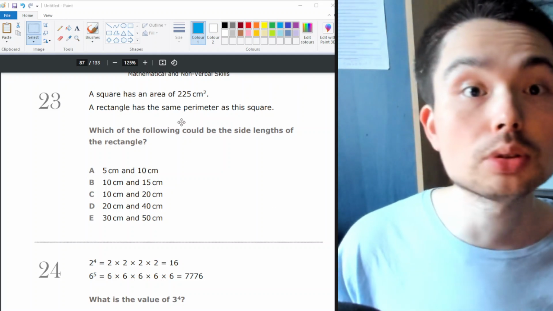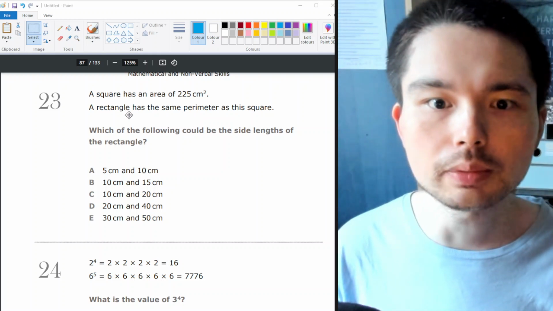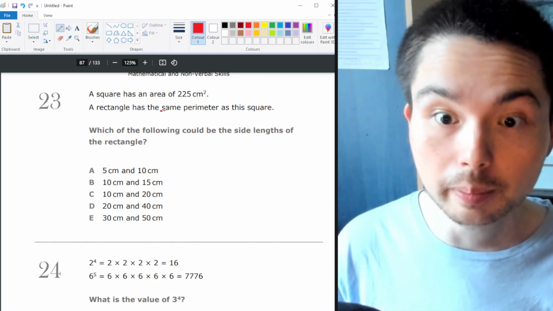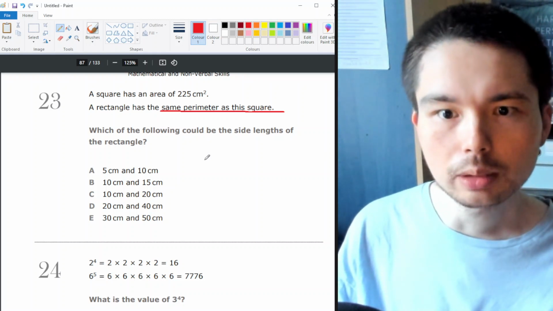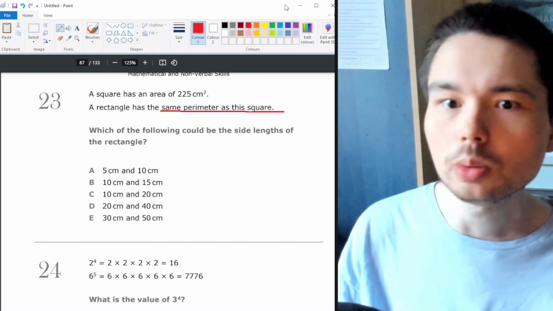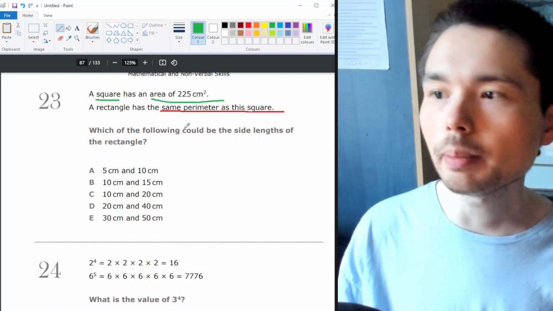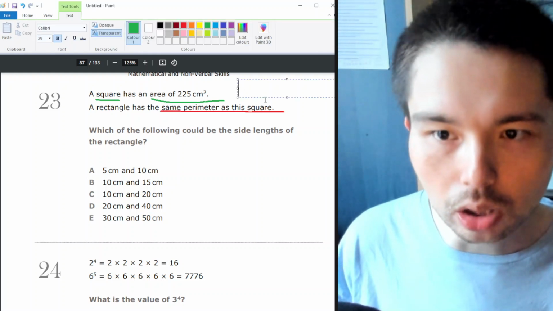Question 23. 3 more questions. We are done. A square has an area of 225. A rectangle has the same perimeter as the square. Underline it. Which of the following could it be? Yeah, good question. Now, it's a multiple choice question, so we can look at these choices. No, we need to look at the top bit, mate. Top bit, area 225, and it's a square, which means we think of square numbers straight away. So we need to be on alert.